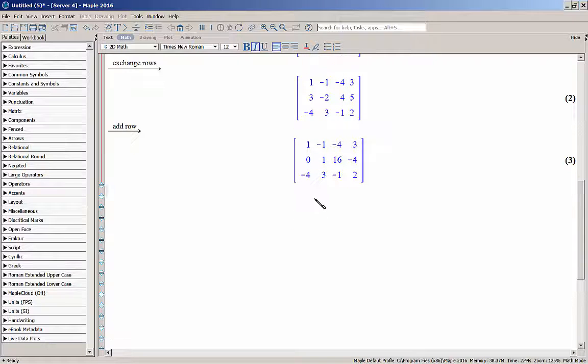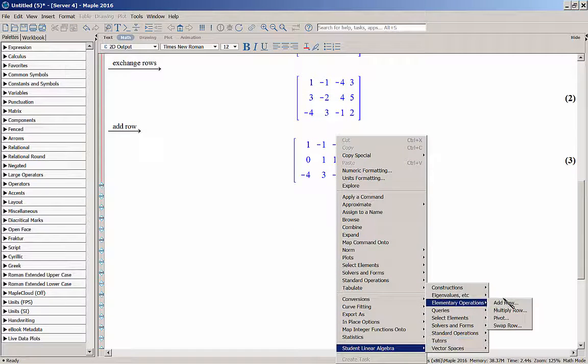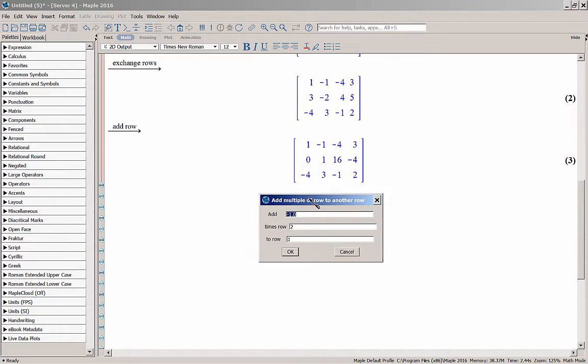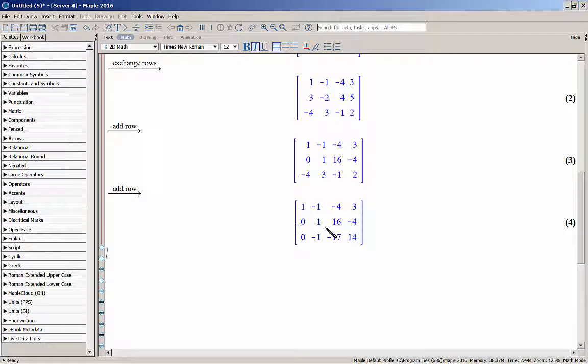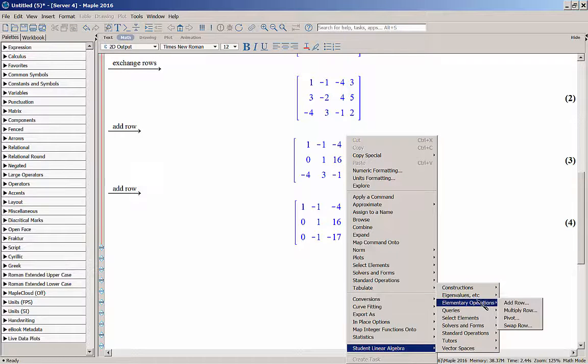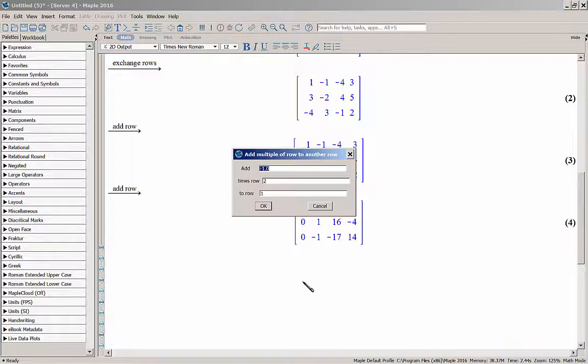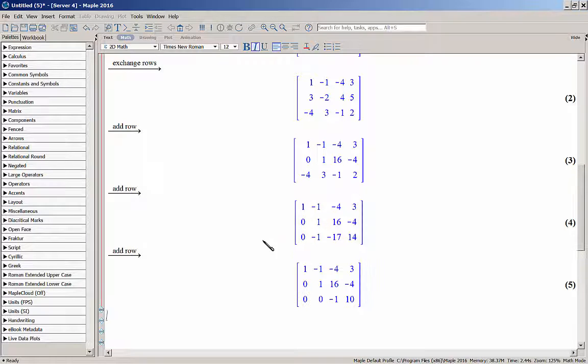And then we will multiply row 1 by 4 and add that to row 3. And we have these two zeros. And finally, if we add row 2 to row 3, one times row 2 added to row 3, we will have achieved a form of the row echelon form of the matrix.